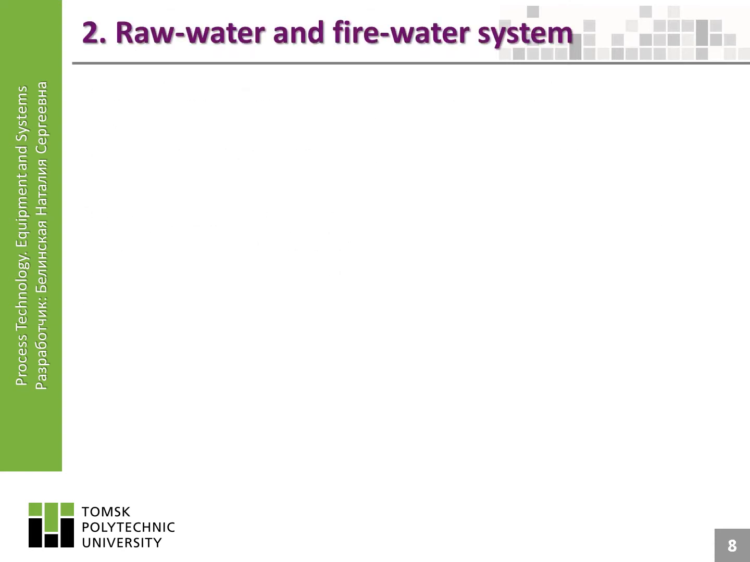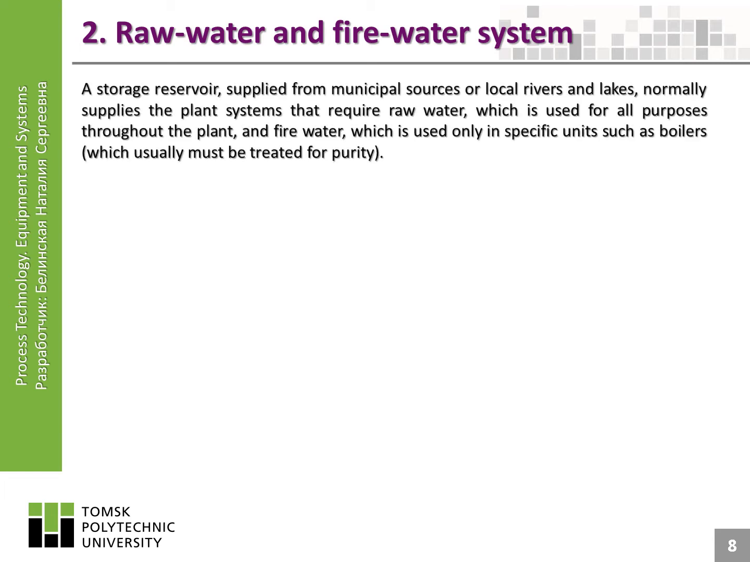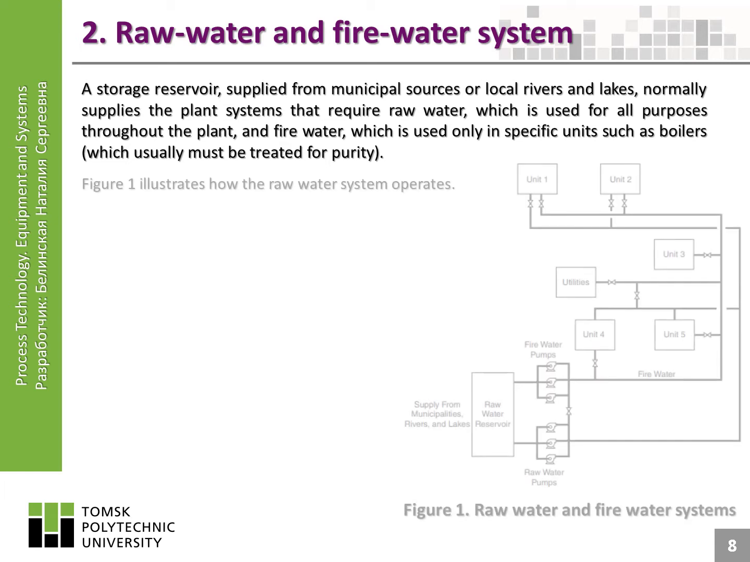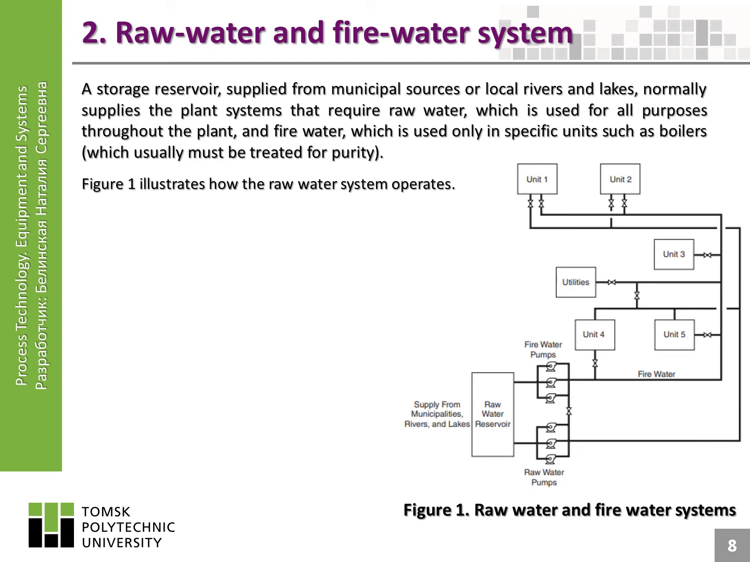Raw water and fire water system. A storage reservoir, supplied from municipal sources or local rivers and lakes, normally supplies the plant systems that require raw water, which is used for all purposes throughout the plant, and fire water, which is used only in specific units such as boilers, which usually must be treated for purity. Figure 1 illustrates how the raw water system operates.